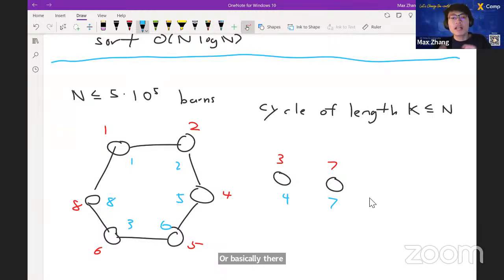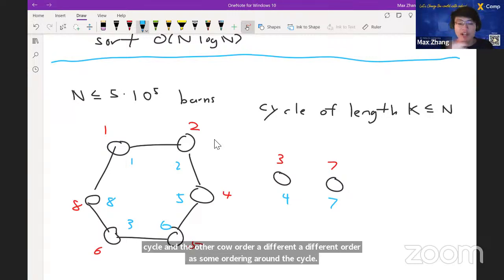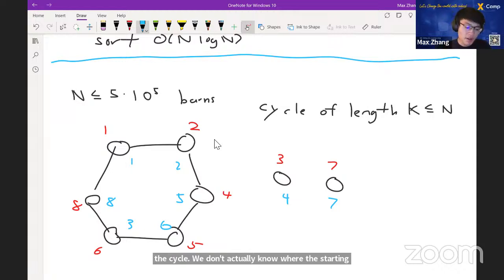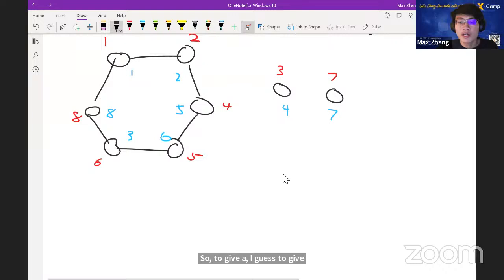Now you don't actually know the exact labeling. All you know is that one cow labeled it in a certain order around the cycle, and the other cow used a different ordering around the cycle. You only know what order the labels appear in the cycle, but not the starting point or which direction the cycle goes in. And you want to know the maximum possible number of labels that could coincide between the two cows.